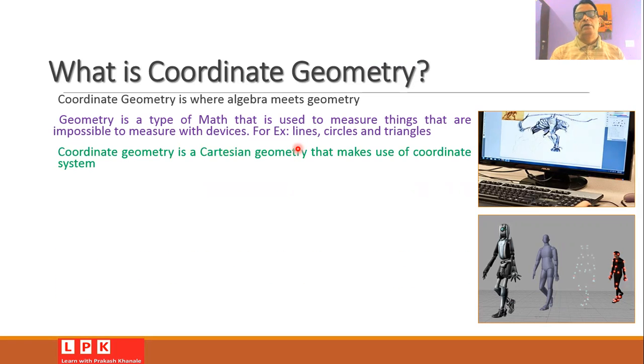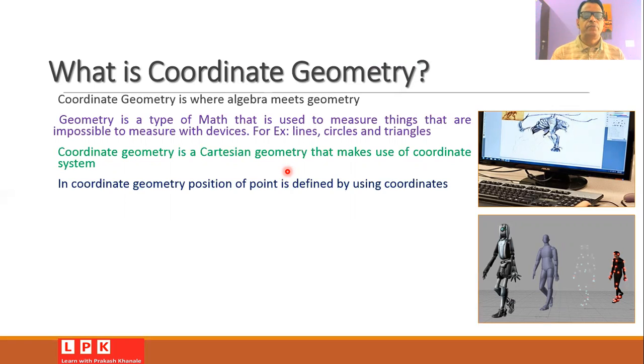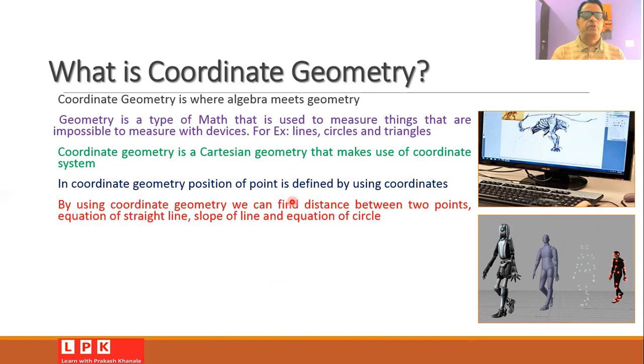Coordinate geometry is a Cartesian geometry that makes use of the coordinate system. Whenever we have any point, that point will have certain coordinates. So the position of the point is defined by the coordinates.